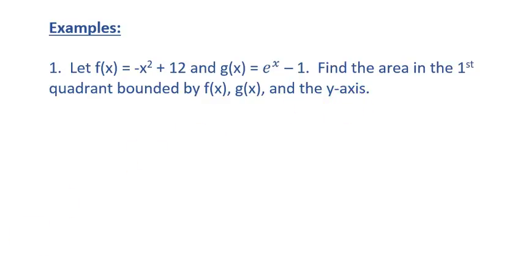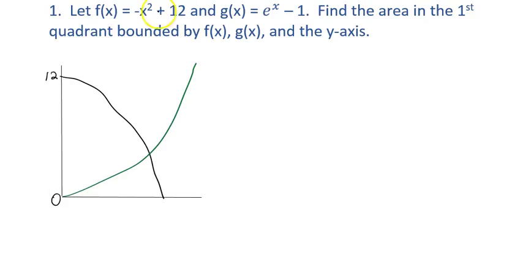So let me take a moment to draw that. Okay, so f of x is a parabola turned upside down, moved up 12, and so that would be this black one that I have here, f of x. And then g of x is our exponential function moved down 1. And normally our exponential function goes through 1, but if we move it down 1, it's now going to go through 0. So both of these are toolbox functions you should be familiar with. And we are going to want to find the area bounded by those and the y-axis. So that is this amount right here.